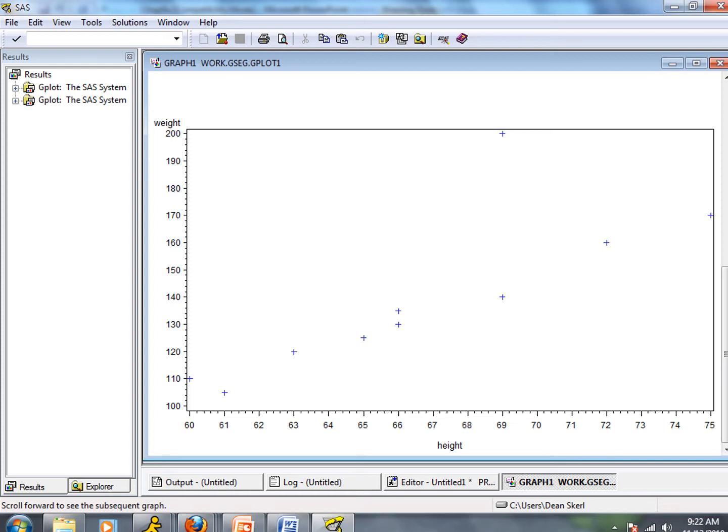Notice that they all seem to follow a pretty orderly pattern. If you look at 69, there is someone who's 69 inches tall, and you go up and they weigh 200 pounds. So we have maybe an outlier there, something outside of the pattern. But other than that one person, they all do seem to follow a pretty orderly pattern. Let's talk more about that as we go through our next few slides.